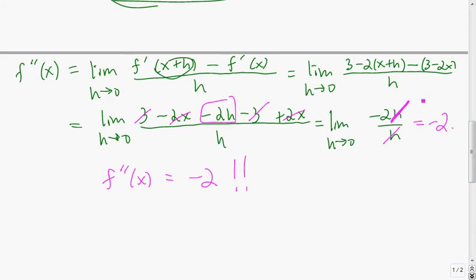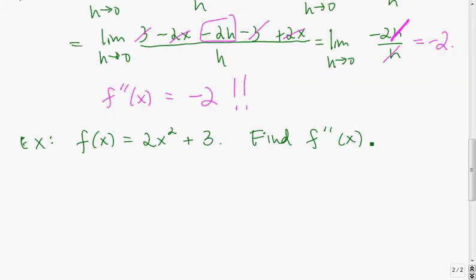All right, I'm going to give you one to try, and then we'll take a look at the interpretation. In this case, let f of x equal 2x squared plus 3. I want you to find f double prime of x. Press pause while you work on it.